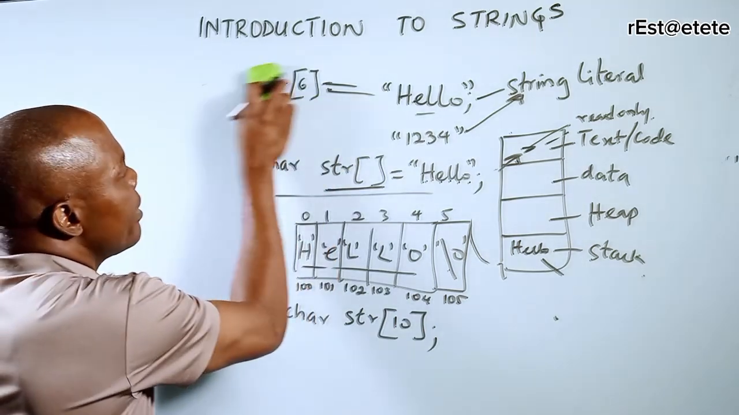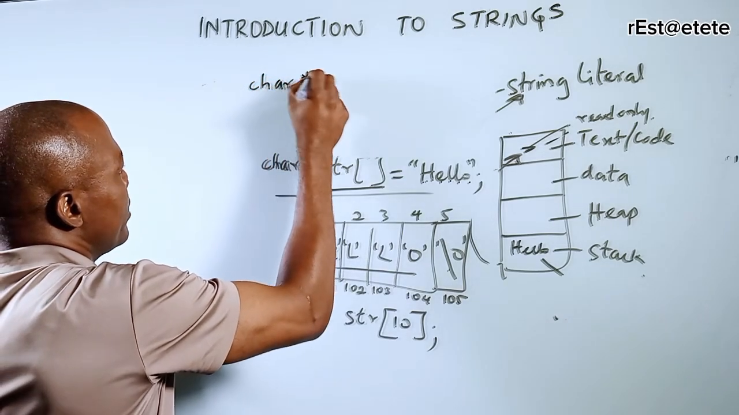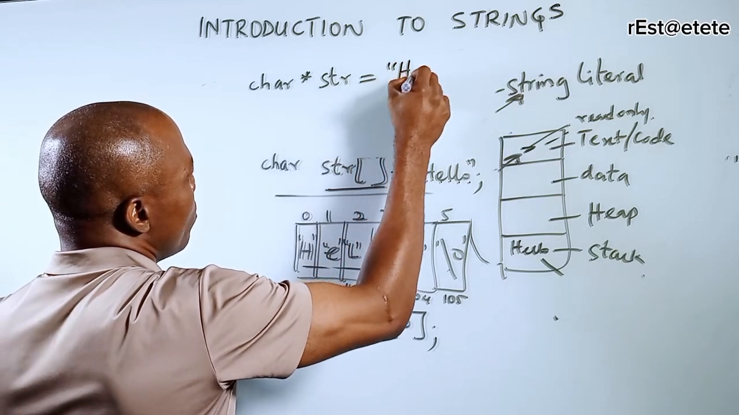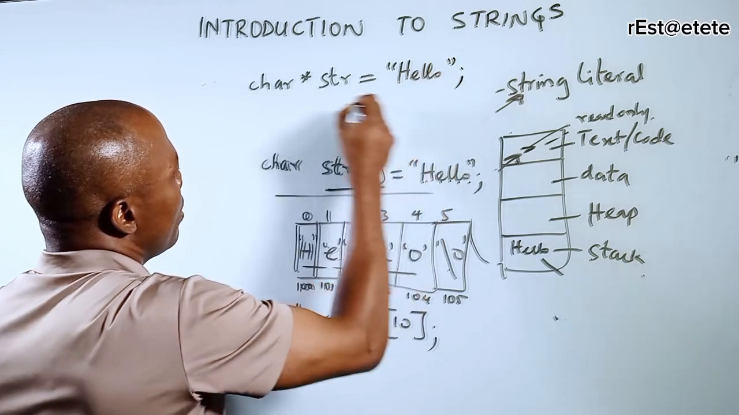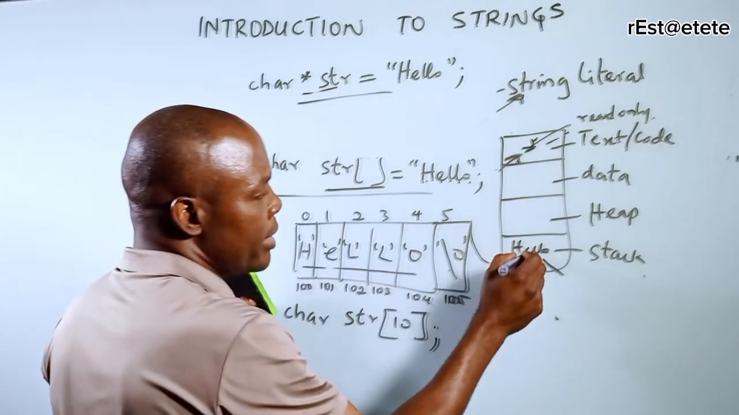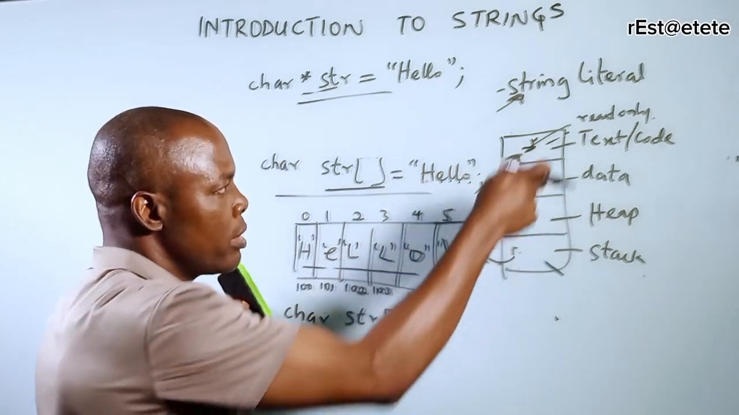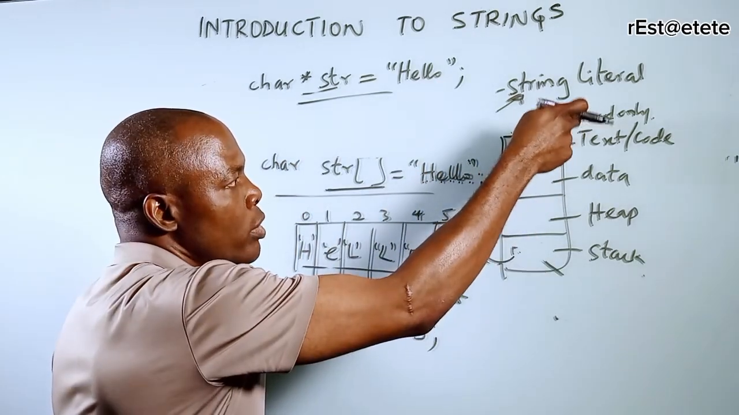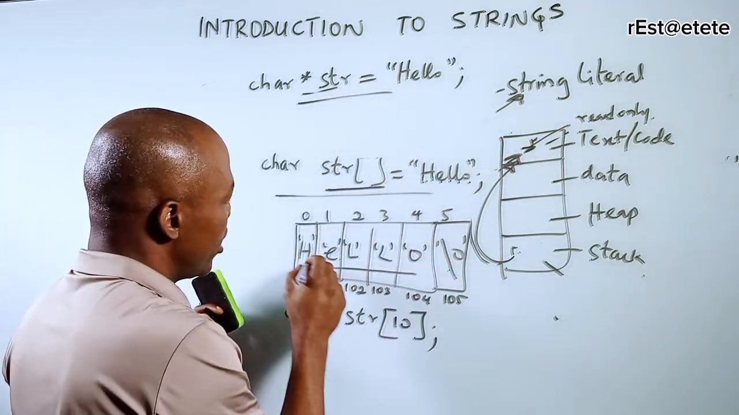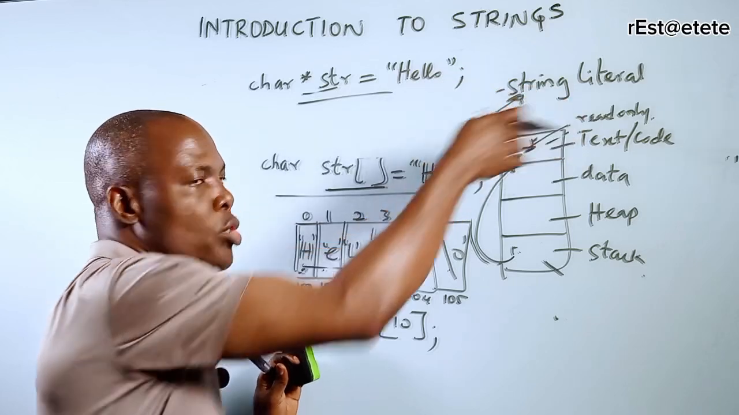But if I declare something like this, char asterisk str, then "hello". This hello is stored in this read-only memory, while this pointer is here, then it will point to this place. In that case, you only have hello in one part of the memory, which is only what? In the text. So this one you cannot modify. You cannot modify any of the characters because the string literal is stored in the text segment.